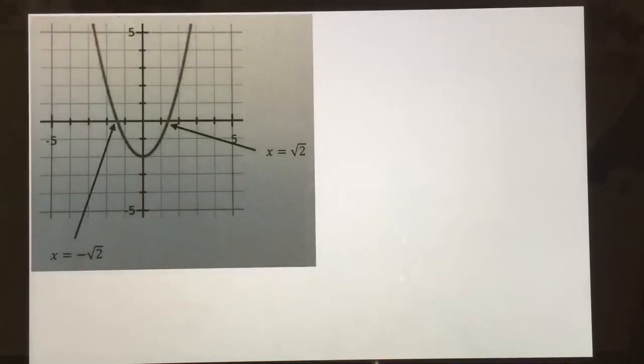So the next example is still a picture, and it's showing you what would happen if you had 2 different solutions, one for x equals square root 2, one for x equals negative square root 2.